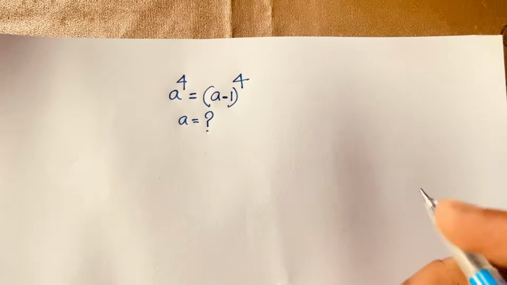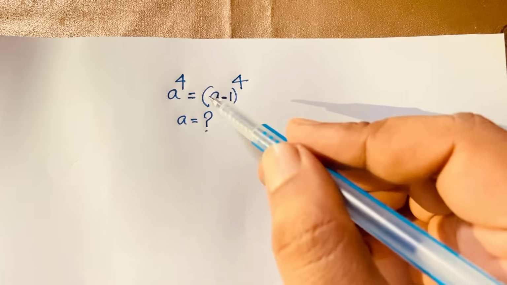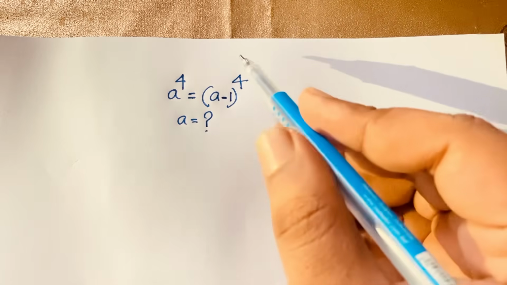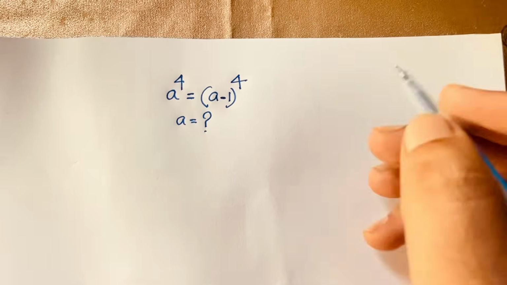Today we are going to solve an interesting math problem: a to the power 4 is equal to (a minus 1) to the power 4. What is a equal to? How to solve this interesting math question.